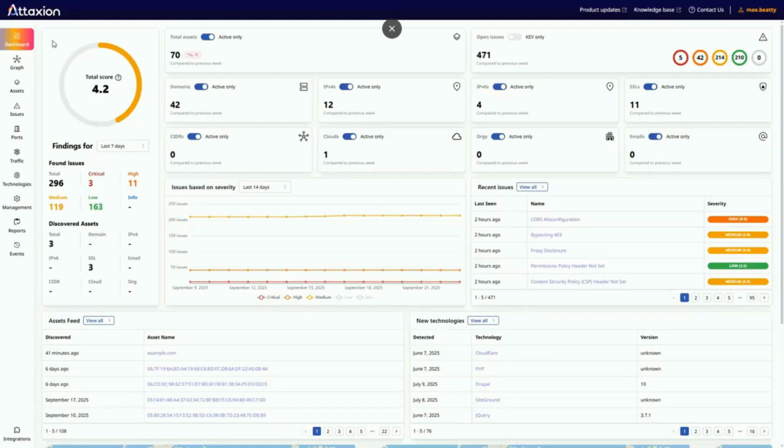When you first log into Attaxion, this is what you'll see. You'll see some high-level information about your organization's exposed infrastructure, like this average risk score, the total number of assets and the various assets and any growth week over week. You'll also see the total number of open issues for your organization, and you can see how your organization has been doing at reducing that risk over time.